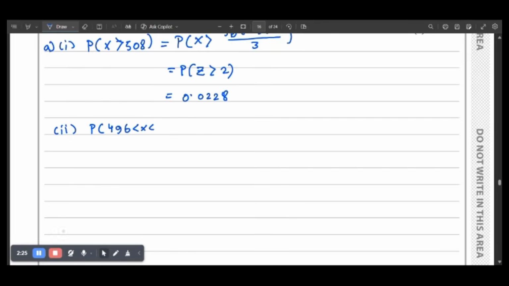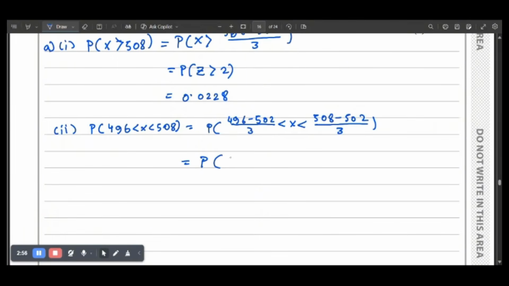At first, what we can do is convert these into standard values. So we subtract the mean from them, and then divide by the standard deviation. We can also do this for the other value. So we subtract the mean and divide by the standard deviation. This will give us a minus 2 and a plus 2.